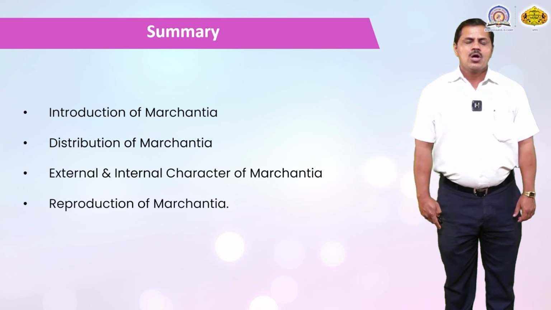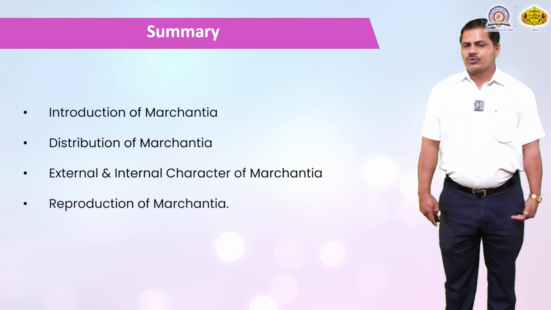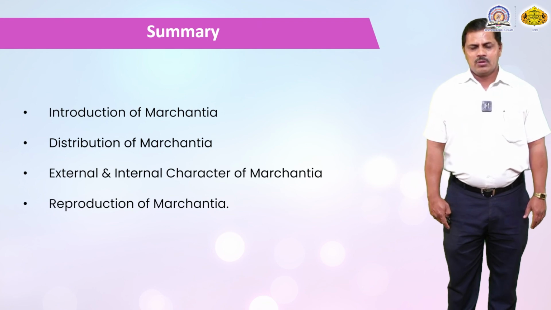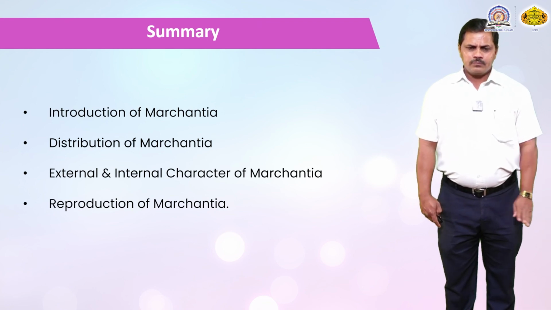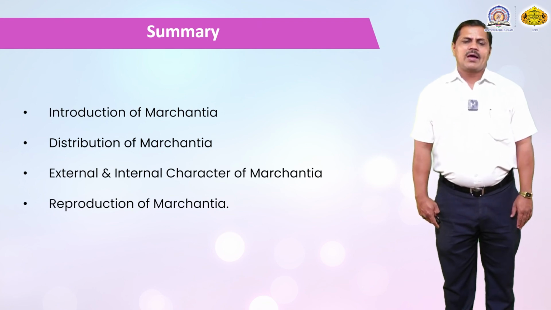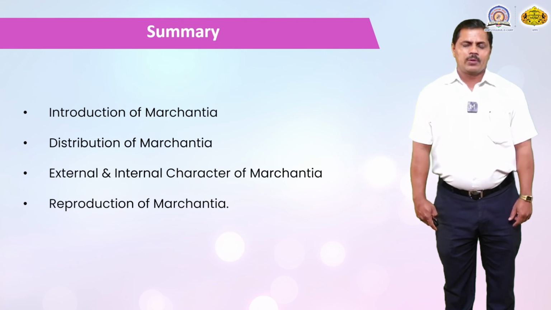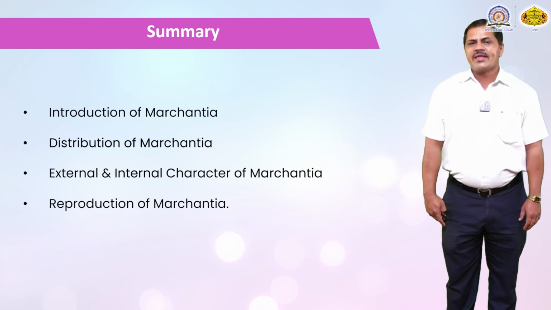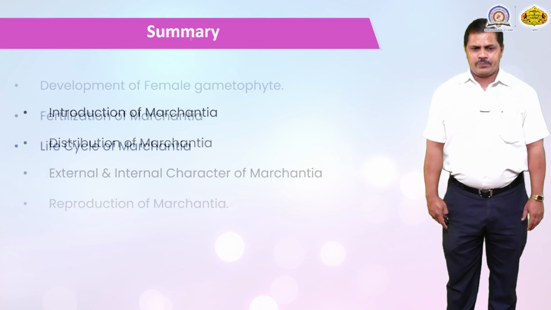Marchantia reproduces by two types of reproduction, vegetative and sexual. Vegetative reproduction occurs by fragmentation and gemma cup formation. In sexual reproduction, there is a well-developed development of the sex organs called antheridia and archegonia.